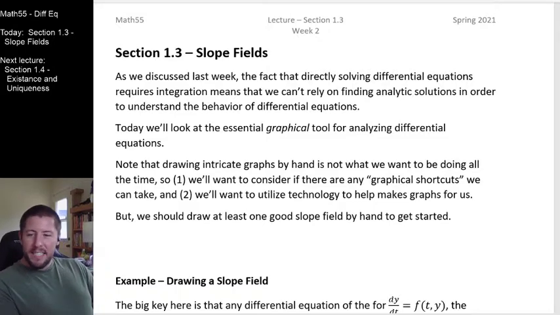The other thing we'll look at is where we can find something that will graph these slope fields that we're talking about today. This is a weird graph that we're producing here.